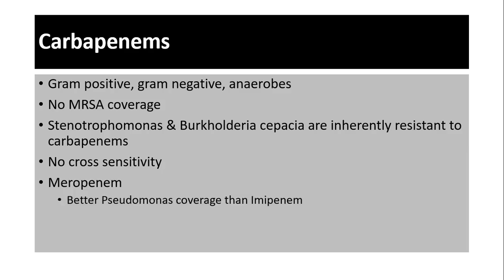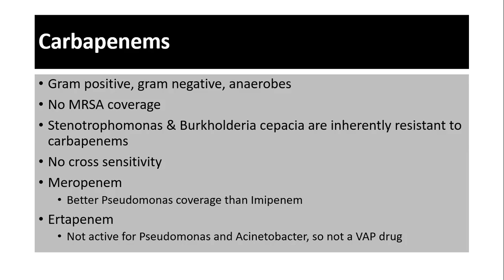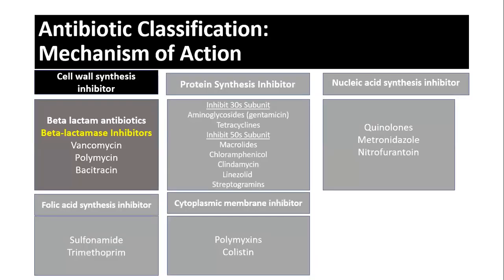Meropenem has better pseudomonal coverage than imipenem, and ertapenem is not active against Pseudomonas and Acinetobacter, so it cannot be used in ventilator-associated pneumonias. Since carbapenems have anaerobic coverage, there is no need of giving metronidazole along with carbapenems to treat abdominal infection, a point to remember.